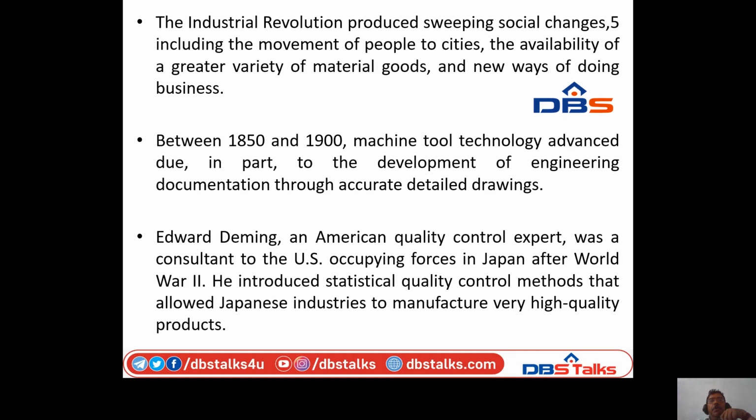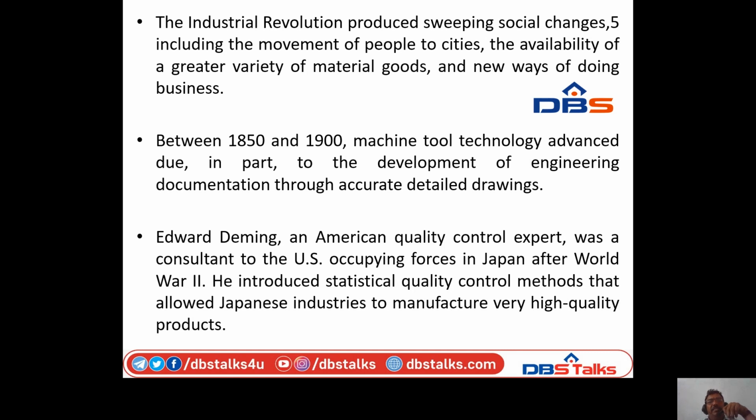The Industrial Revolution produced sweeping social changes, including the movement of people to cities, the availability of a greater variety of material goods, and new ways of doing business. Between 1850 and 1900, machine tool technology advanced due in part to the development of engineering documentation through accurate detailed drawings.